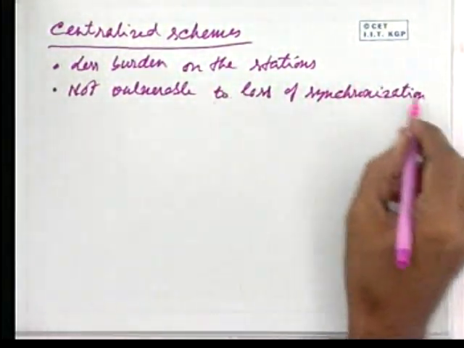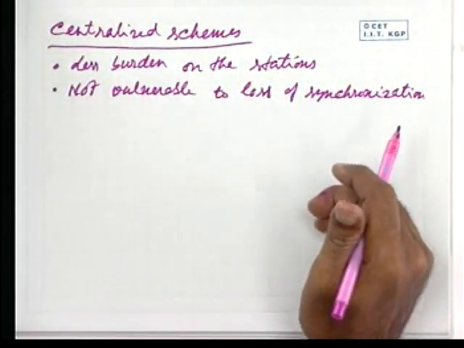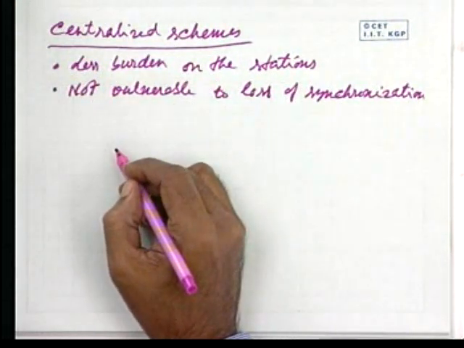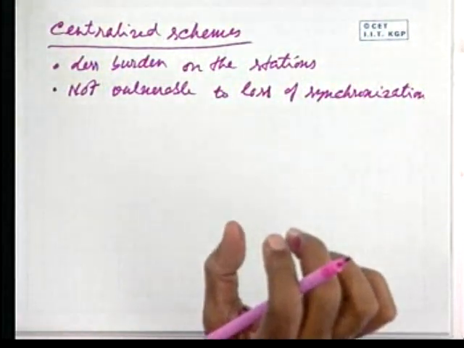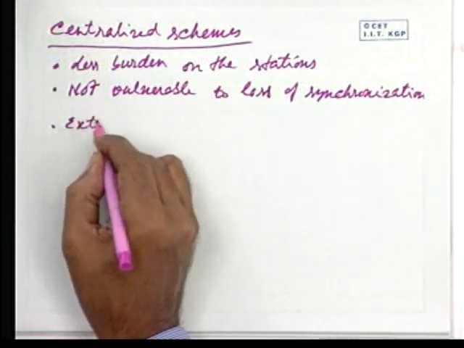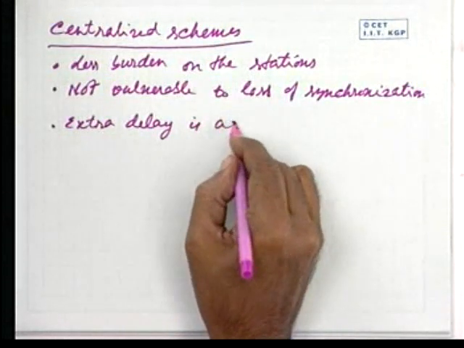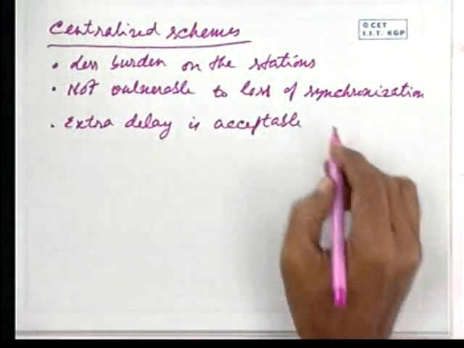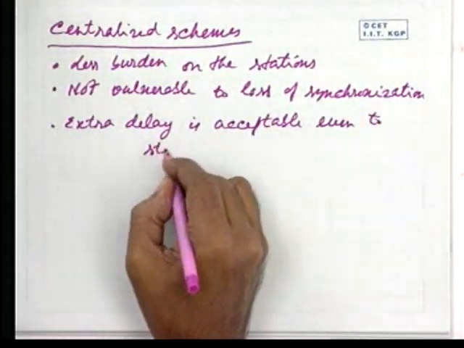In decentralized schemes, it is necessary to maintain synchronization among all the stations so that the scheme works properly. However, there is some delay because of this centralized booking, and this extra delay is acceptable even for stream traffic.